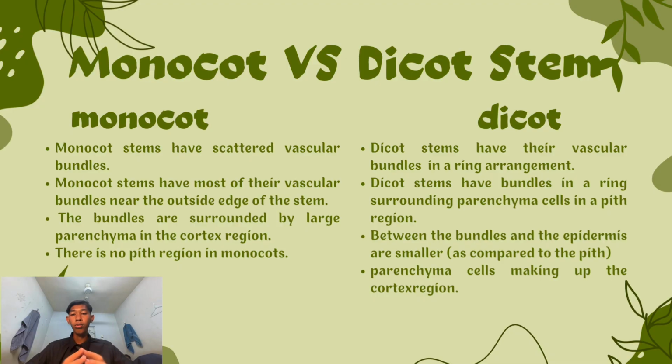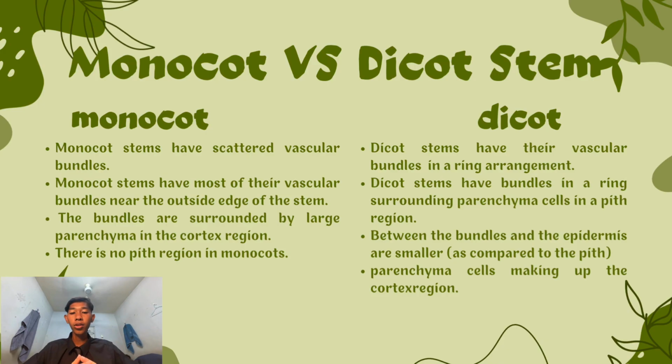Now I will tell you about the monocot and dicot stem differences. Monocot has scattered vascular bundles, but dicot has its vascular bundles in a ring arrangement. In the monocot stem, most vascular bundles are near the outside edge of the stem, but in the dicot stem the bundles are in a ring surrounding the parenchyma cells in the pith region.